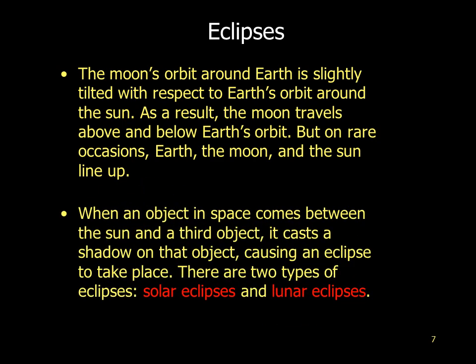When an object in space comes between the sun and a third object, it casts a shadow on that object, causing an eclipse to take place. There are two types of eclipses, solar eclipses and lunar eclipses. So we will discuss one by one, starting with what is a solar eclipse.